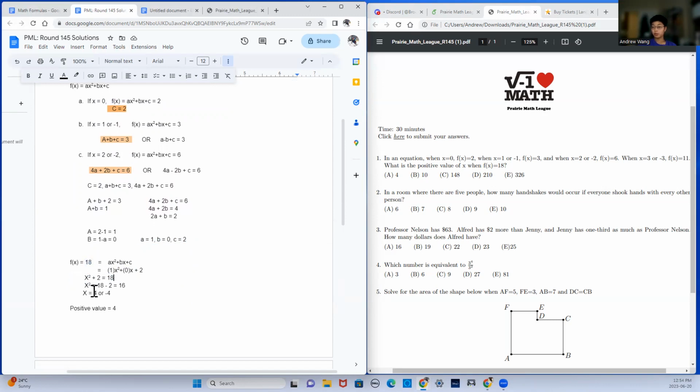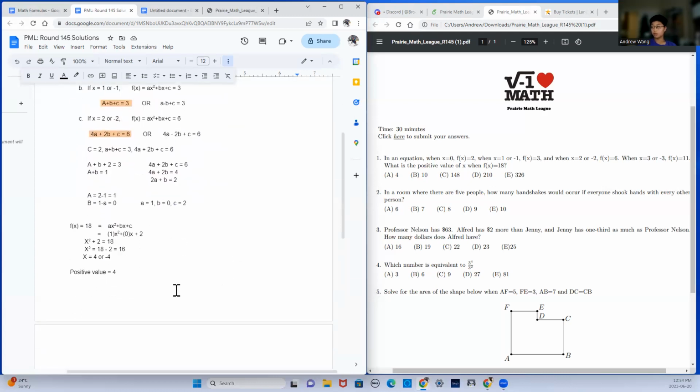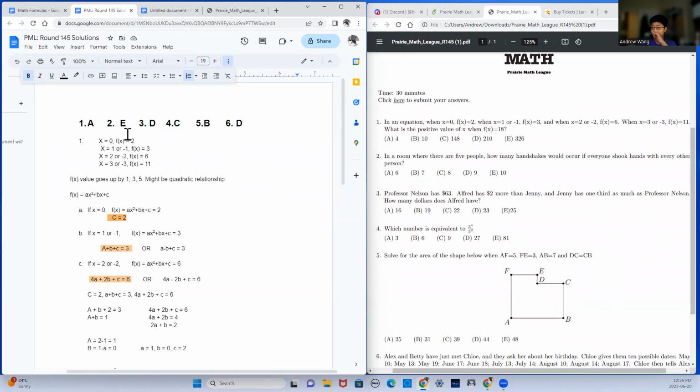So x squared in the end equals 16, and x equals 4 or negative 4, and therefore the positive value of x when f(x) equals 18 is 4. So the answer to this is going to be A, just like I have put up here. At any point in the video, if you just need to know the answer, you can always look at the top here, the answer for all 6 questions. So now let's move on to the second question.